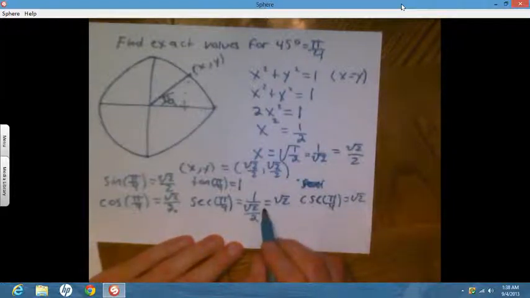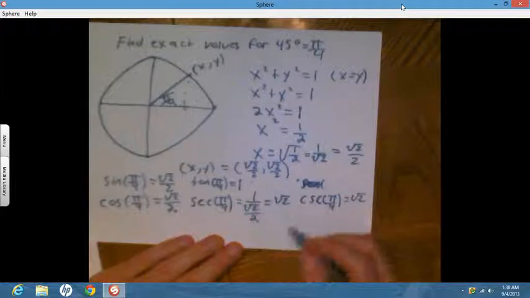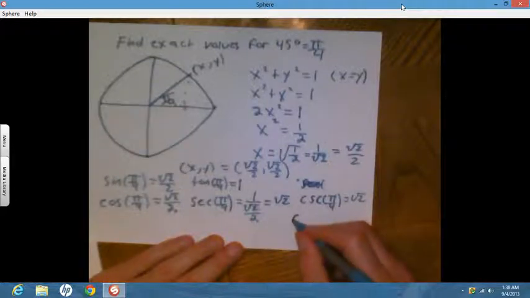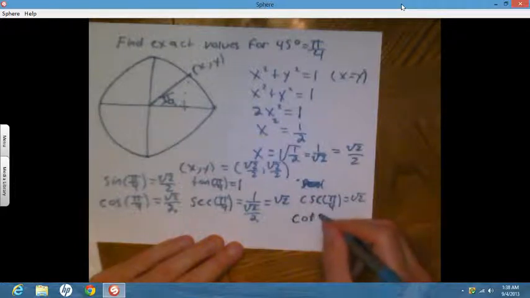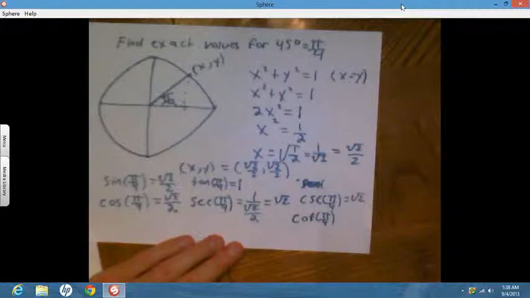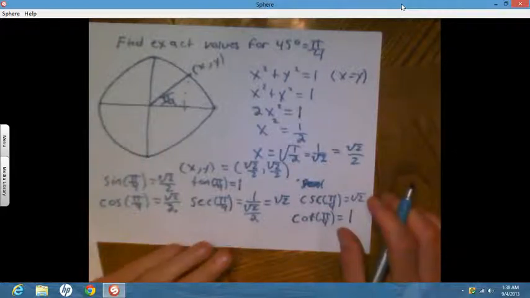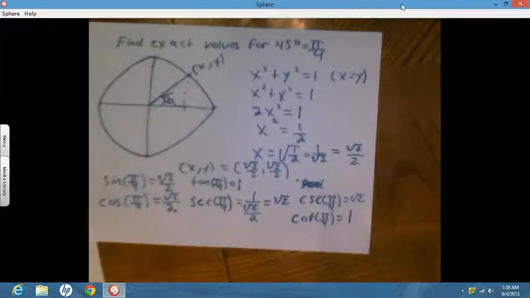And for the last one, the cotangent of pi over 4, well, that's equal to x over y, but they're both equal, so that's also 1. Okay, so that gives me my 6 trigonometric functions for the case where I'm dealing with a 45-degree angle.